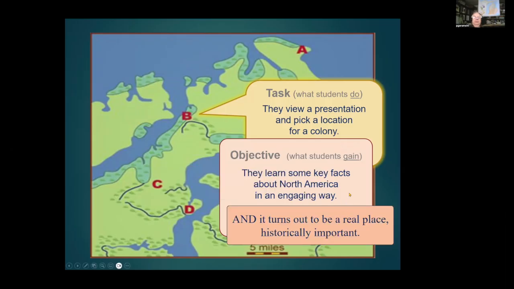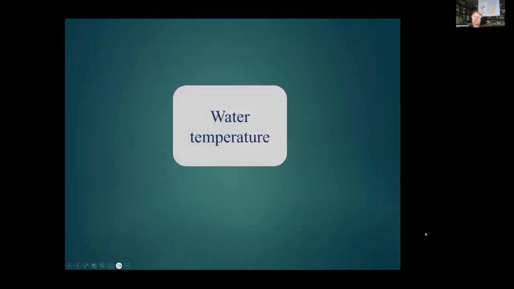It turns out to be a real place. And we've got one of these games for every grade level. The real place turns out to be a historically important place in that grade level's standards.